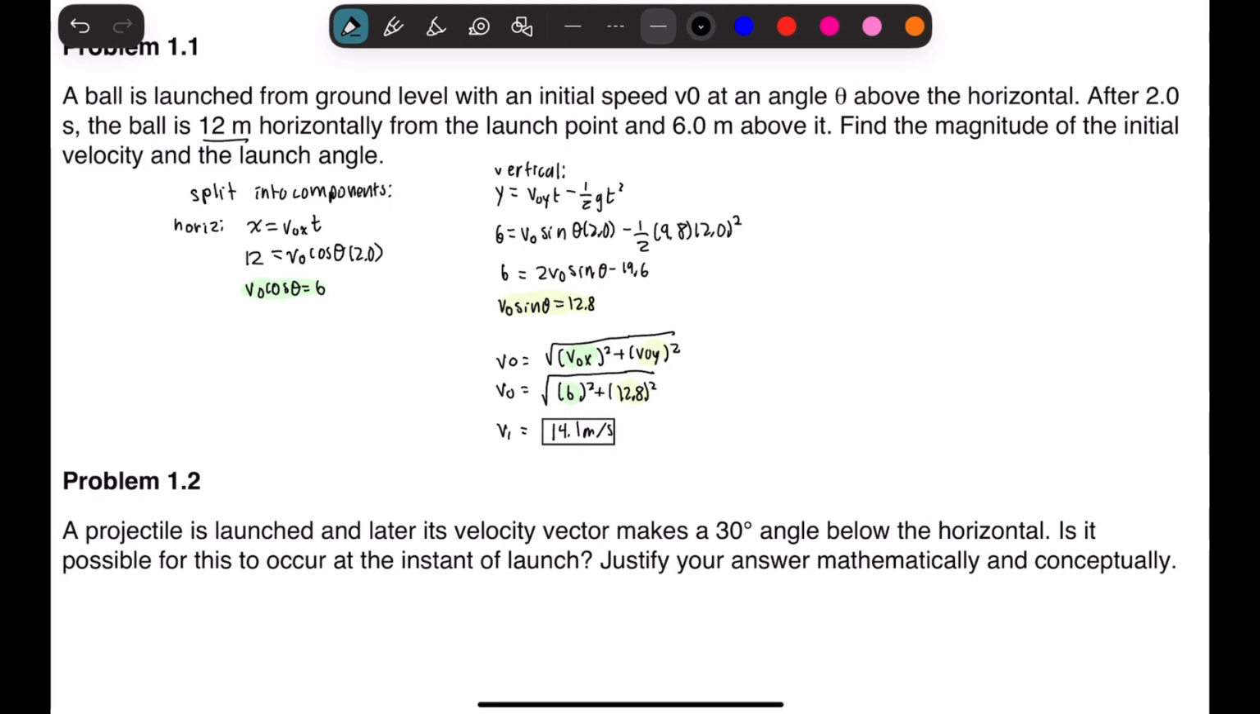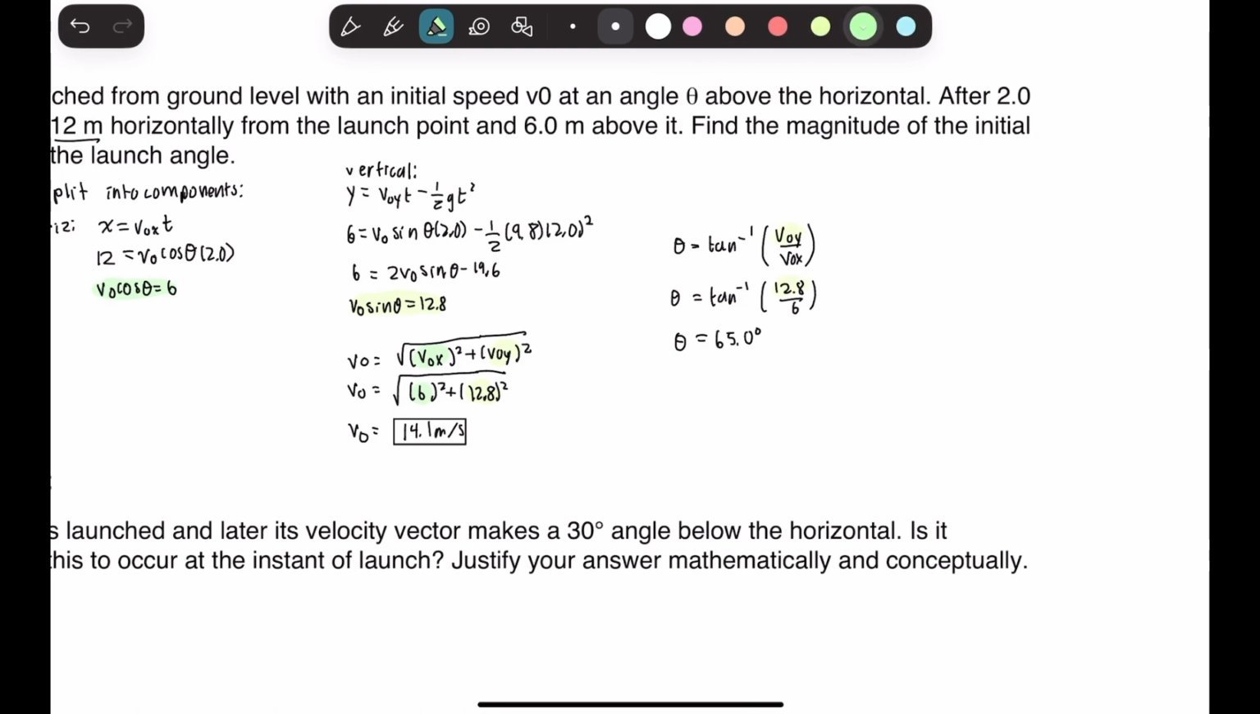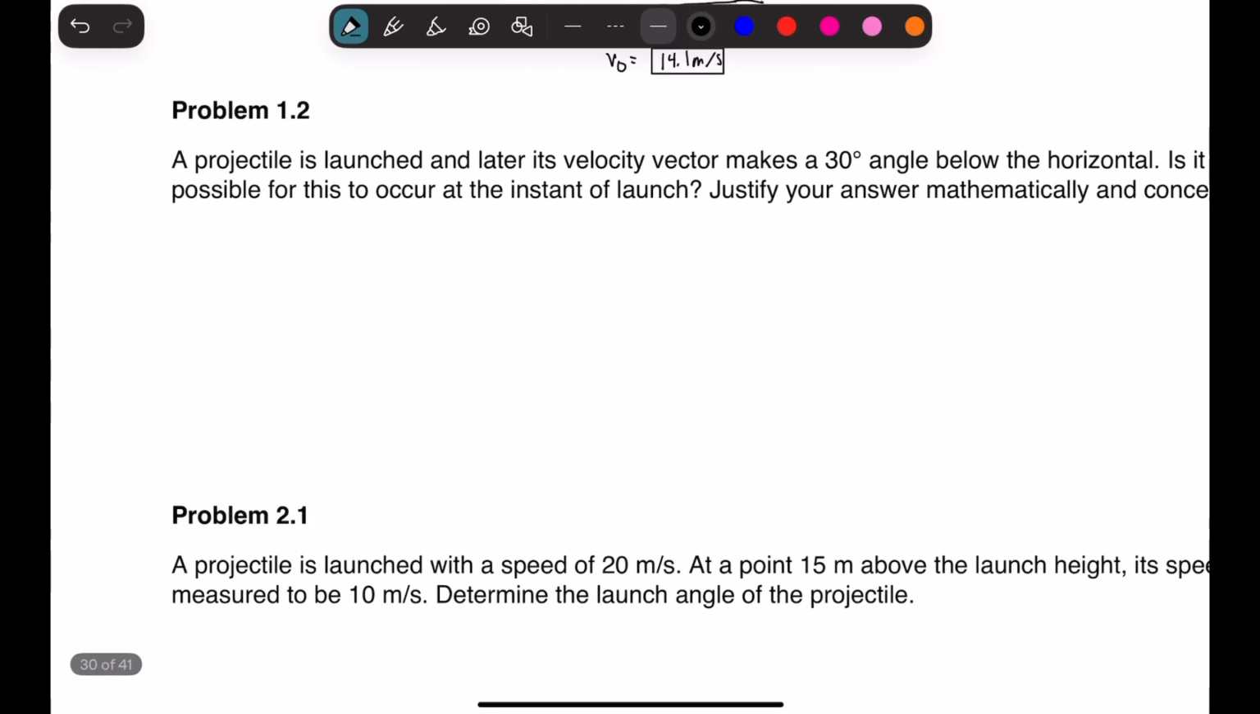And we need the angle, because when you report this, you need both the velocity and also the angle that it is launched at. So your angle, you're going to find that tan inverse of v initial y over v ox. That's just going to be tan inverse of 12.8 over 6. And that's going to be 64.5 degrees. This was our v oy, and this was our v ox. Now, let's move on to our next question.